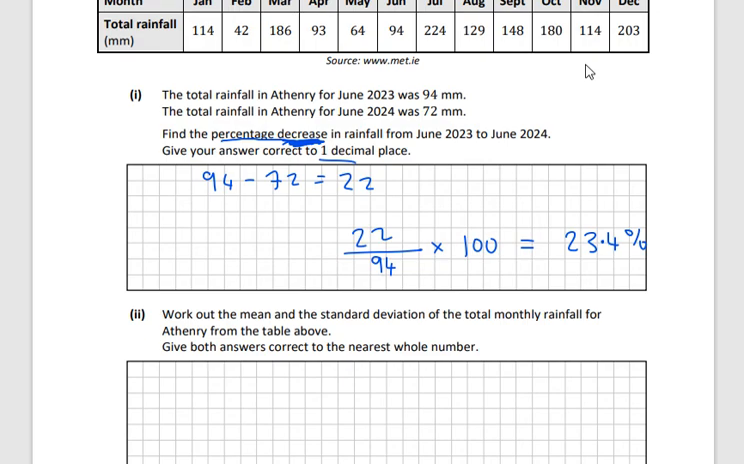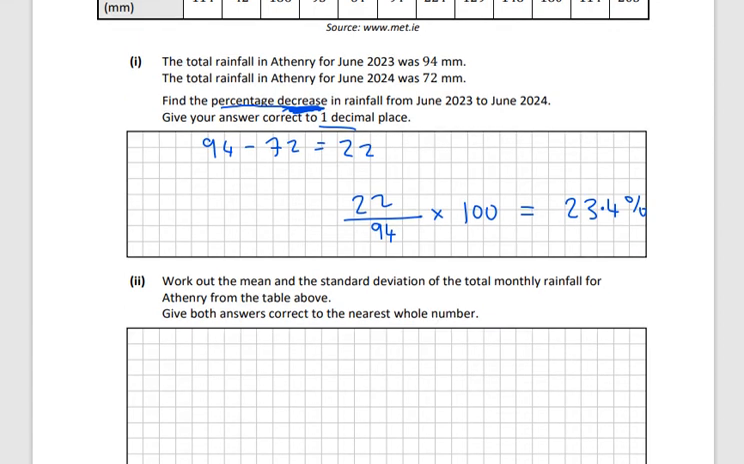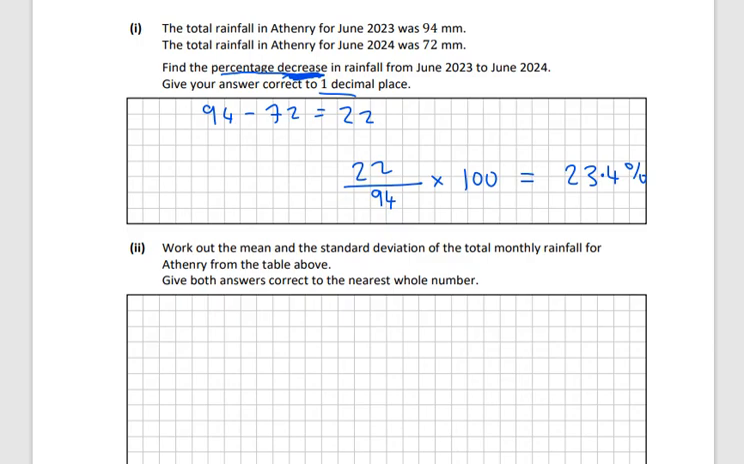We'll get the mean and the standard deviation of the total monthly rainfall. The easiest way to do these is to use your calculator. If you have a new Casio calculator, you can just input the values and click equals or EXE a couple of times and it'll give it to you. So if you just look up how to do it.